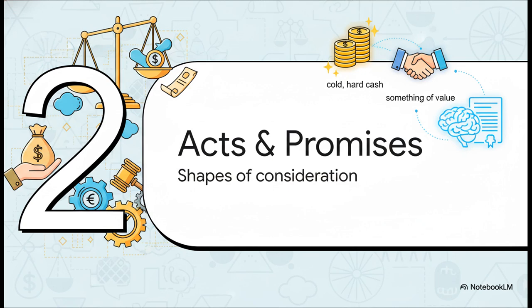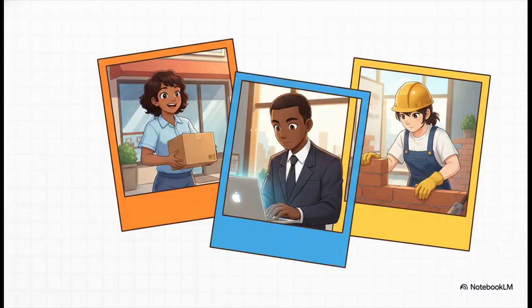Moving on to Section 2, acts, promises, and forbearance. Basically, the three shapes of consideration. So the very first shape is an act, and this is exactly what it sounds like. You're actively doing something lawful at the promisor's desire. To put that in everyday terms, it's like actively delivering a batch of inventory to a store, rendering a professional service, or physically constructing a building in exchange for payment. You're performing a concrete action that holds clear legal value.